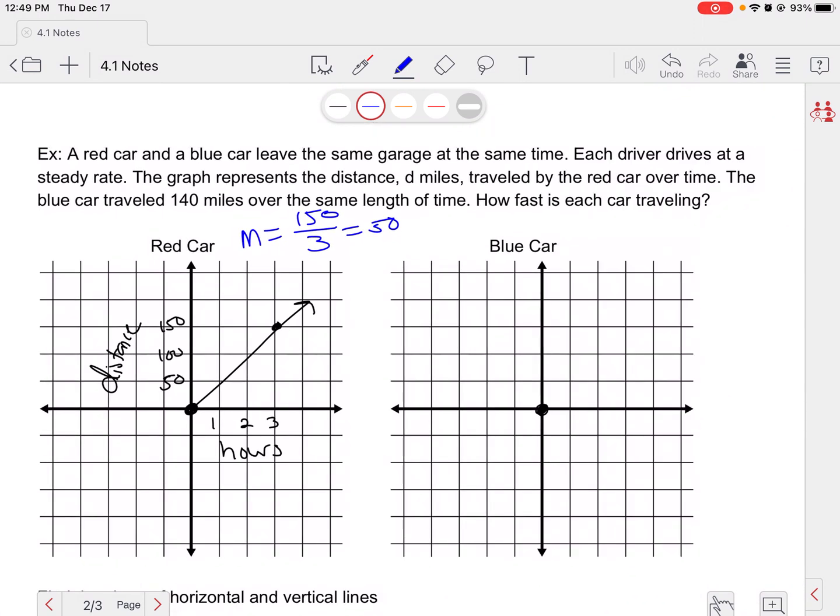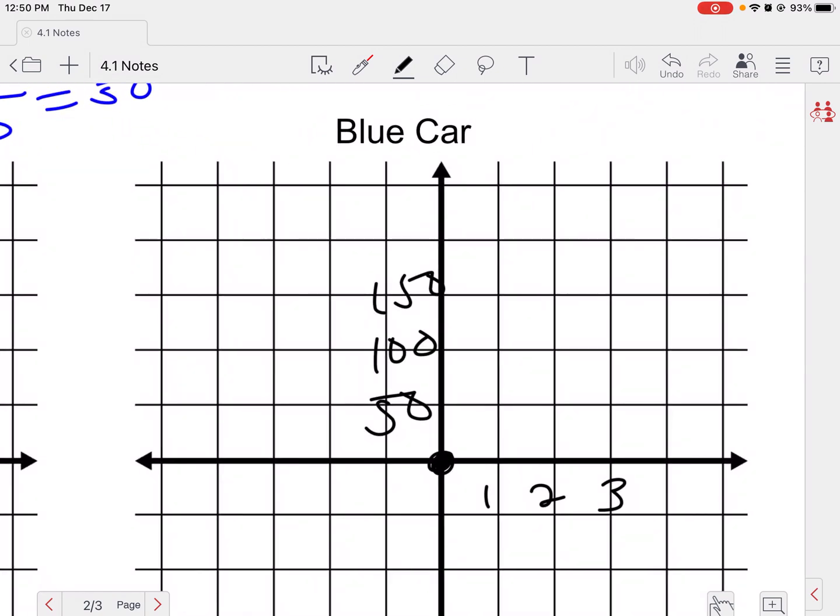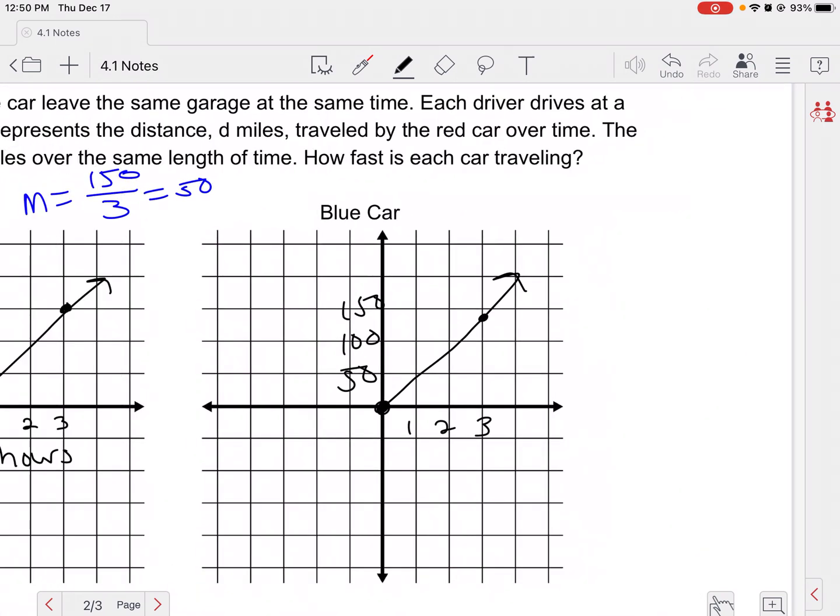Okay. Now the blue car, they told me they traveled the same amount of hours, so I'm going to have hours 1, 2, and 3, just like the red car. And I'm going to count by 50s on my y-axis just to make life a little bit easier. Okay. But they said they went 140 miles in the same length of time. So at 3 hours, they're at 140 miles, which is approximately there. And then I can draw my line. Okay. And again, the slope is rise over run. So I'm going up. I know that this number right here is 140.